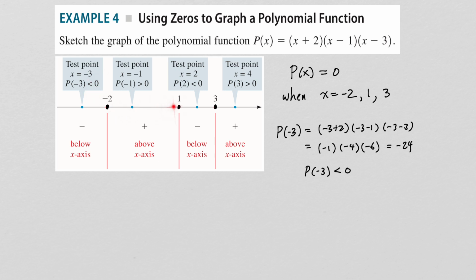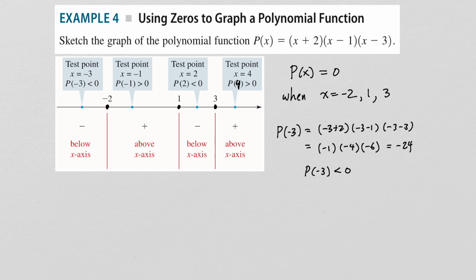Now we do the same thing for the next interval. So if I pick a number in between negative 2 and positive 1, for example, if we pick x equals negative 1, we can observe that P of negative 1 will be positive. In between 1 and 3, I can pick x equals 2, and we'll observe that P of 2 is negative. And finally, any number greater than 3, if I use x equals 4, this should say P of 4 is positive, okay?